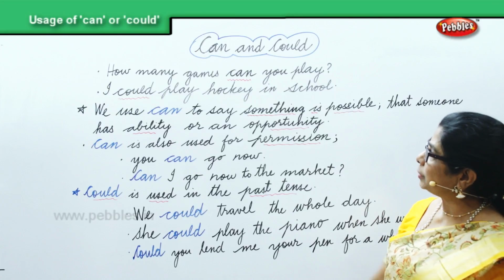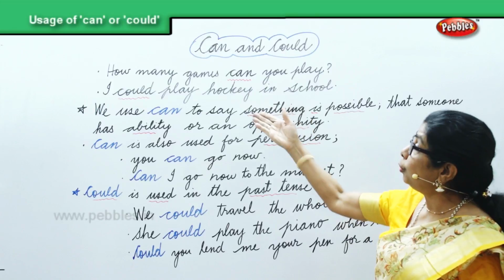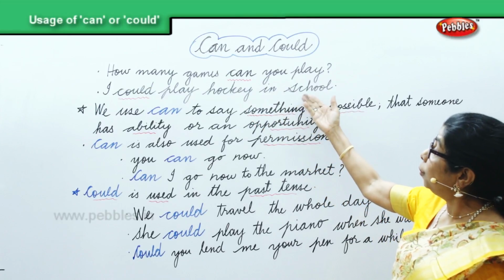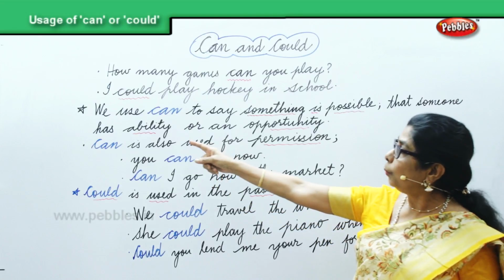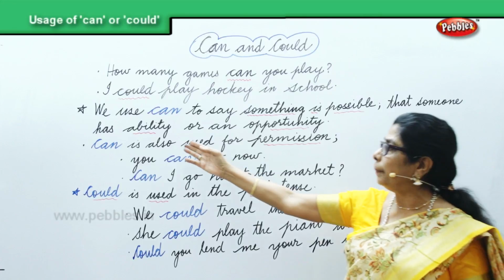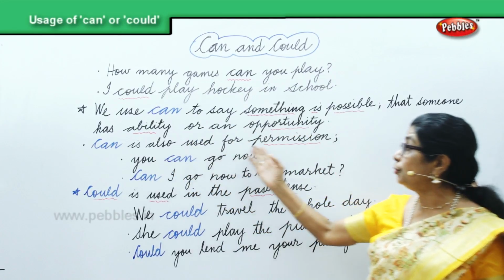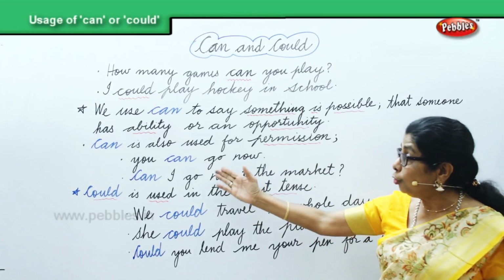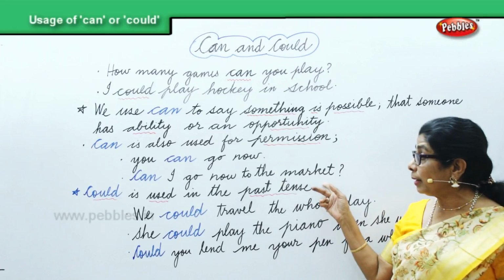Let's look at the first two sentences. How many games can you play? I could play hockey in the school park. Now, we use can to say something is possible and that person has the ability or opportunity. Can is also used for permission. You can go now. Can I go now to the market?